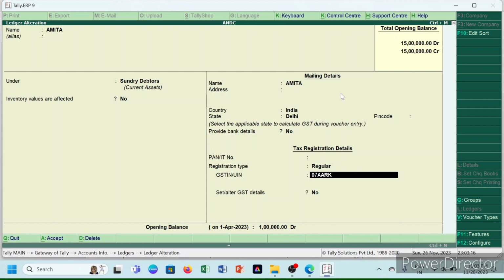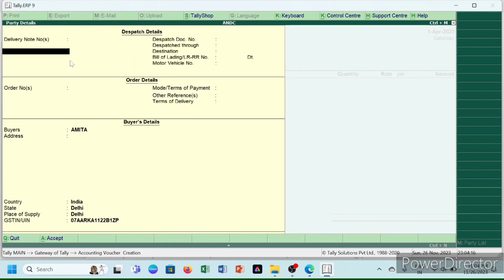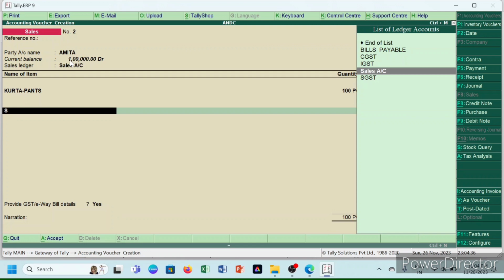So here we alter the Amita account and then we will go to vouchers. Press V. Amita, select sales account, kurta pants. We have filled the kurta pants, 100 units for 800 each. SGST will be there, CGST. Press no whenever it asks for GST or e-way details.